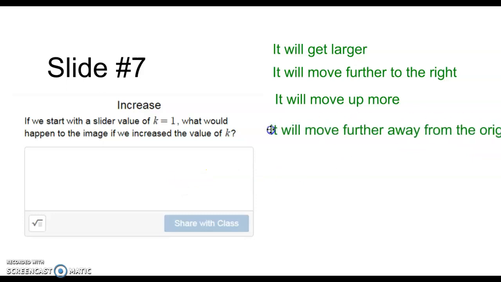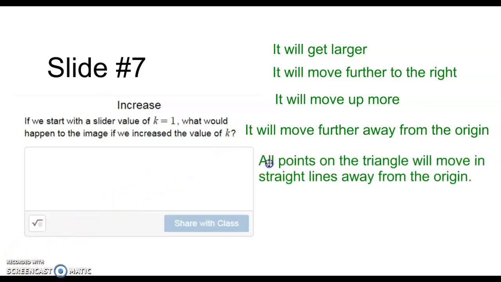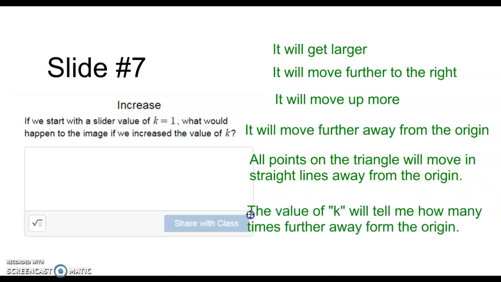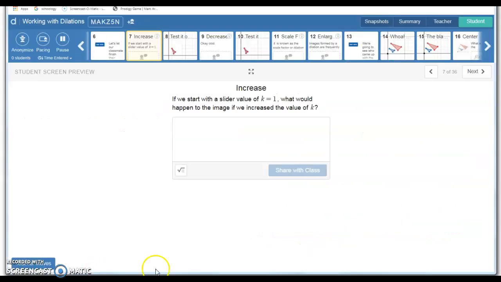Here's some other things we might write. It'll move further away from the origin. I felt like it was moving in this direction. I think all points on the triangle will move in straight lines. That was something we noticed from yesterday. And I think maybe the value of this K is going to tell me how many times further I'm away from the origin. Let's go play with this now. So now we'll go on, like, are we right?